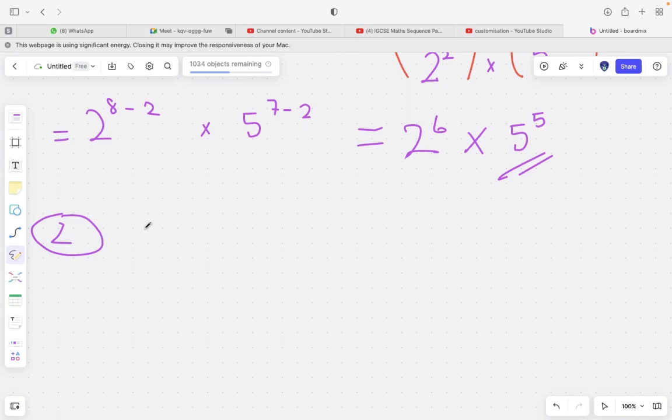Now, let's say, for example, we have 8x to the power of 5 and then y to the power of 6, all over 2x to the power of 4 and y to the power of 3. So this one, they say evaluate this. In IGCSE paper, if you find something like this, it's pretty easy.